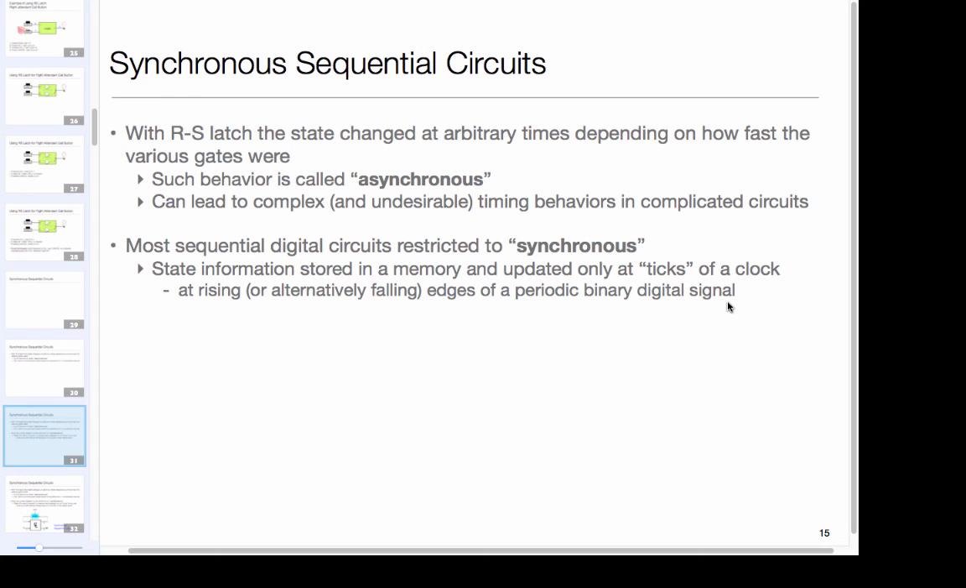A clock is nothing but a periodic signal which goes from 0 to 1. In its simplest form, you can think of it like that. The edge of a clock is when the clock goes from 0 to 1 or 1 to 0, and it does so in a periodic fashion.